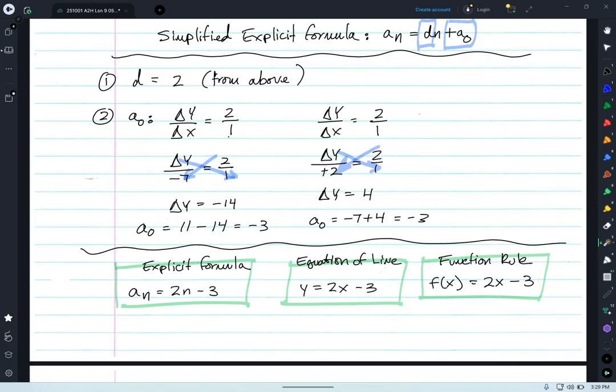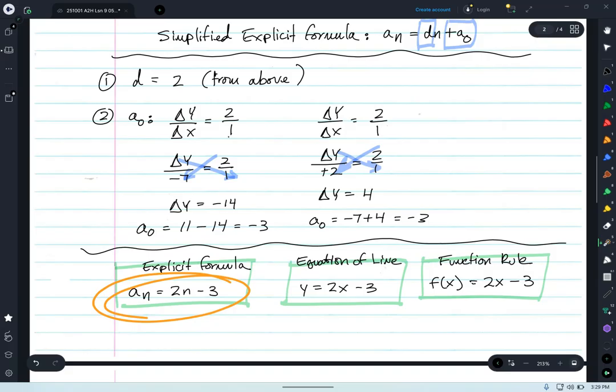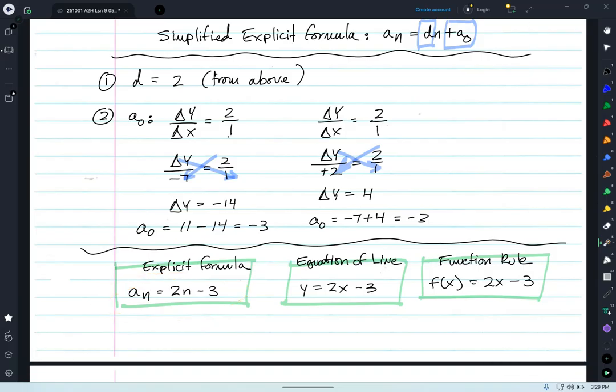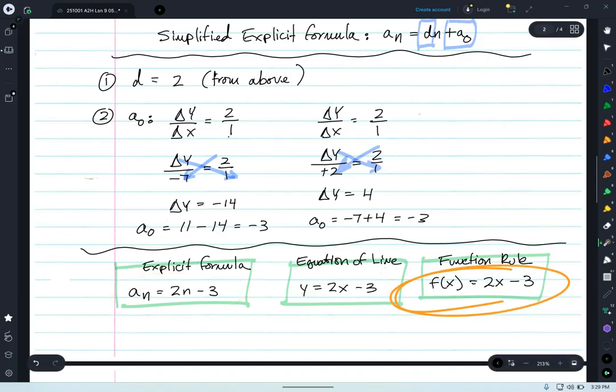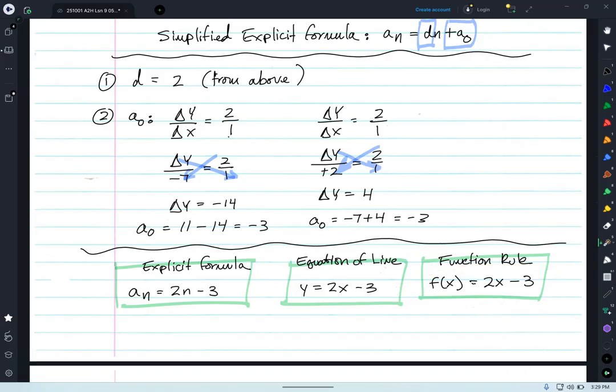Okay? Now, when you do your homework, you're going to be asked to write an equation of a line. And if that's the case, then you need to use this language. Now, if you're asked to write the explicit formula for an arithmetic sequence, then you're going to have to use this language right here. And if you're asked to write a function rule, you're going to have to use function language right here. And so you've got to pay attention to what kind of language you're being asked to use so that you can then come up with the correct information.